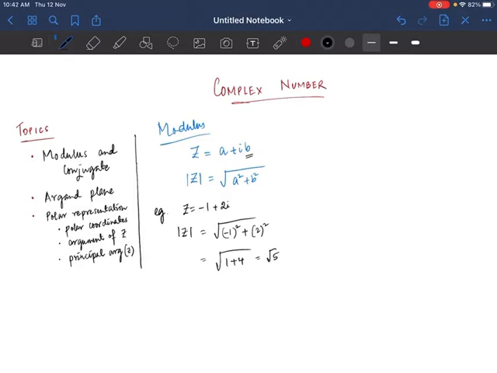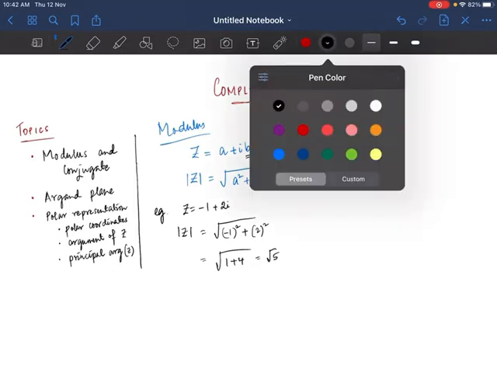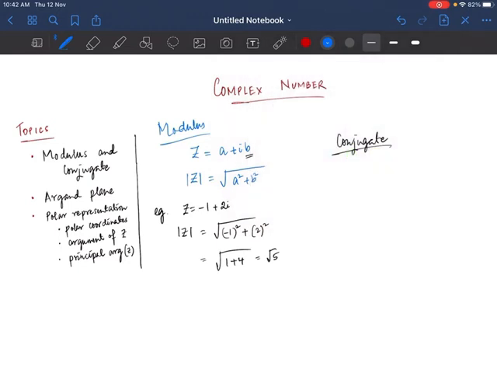Now the next thing is conjugate. So what is conjugate? The next topic. So conjugate basically means, suppose I have a complex number a plus ib, then the conjugate of z is what? It is z bar. The conjugate of a complex number is denoted by z bar, and that is equal to a minus ib. It is given by a minus ib.